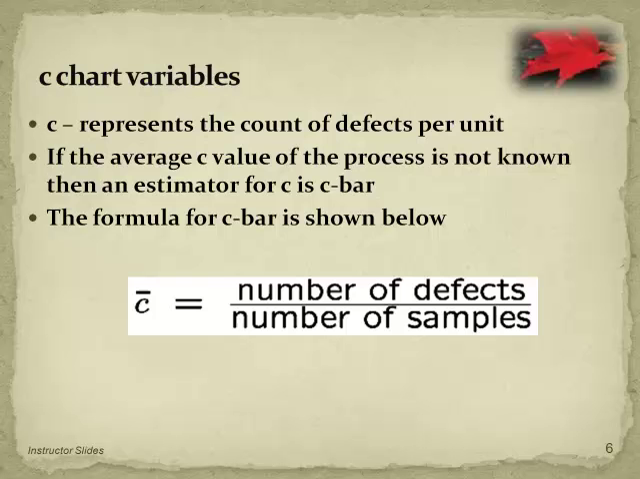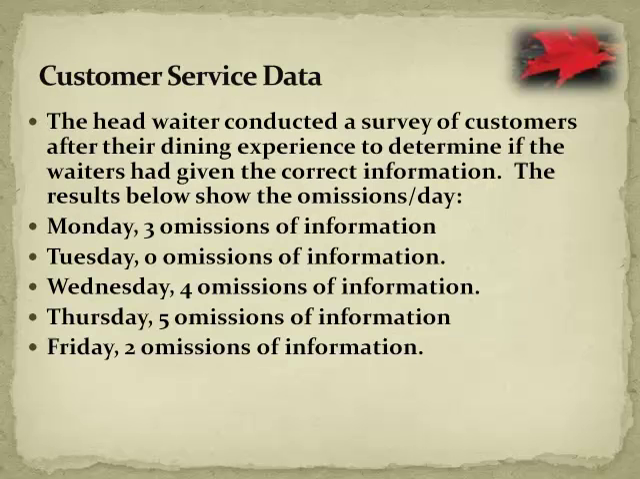C bar is defined to be the ratio of the number of defects divided by the number of samples. Now, that denominator sometimes throws students a little curveball, the number of samples. We're not talking about sample size now. We're talking about samples. So here's the data from the case study.